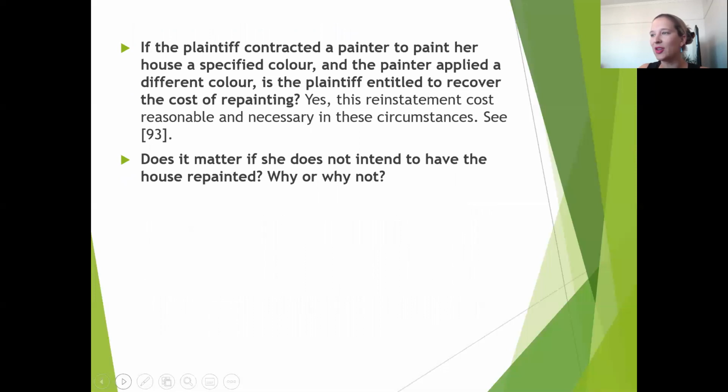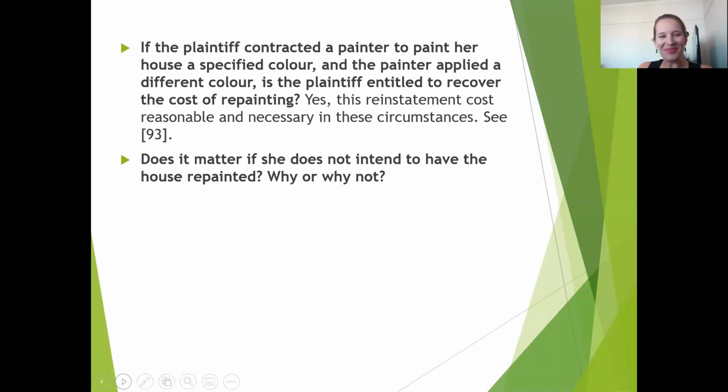The next question: if the plaintiff contracted a painter to paint her house a specific colour and the painter applied a different colour, is the plaintiff entitled to recover the cost of repainting? The answer here is yes. This reinstatement cost is seen as reasonable and necessary in the circumstances. You can see that at paragraph 93.